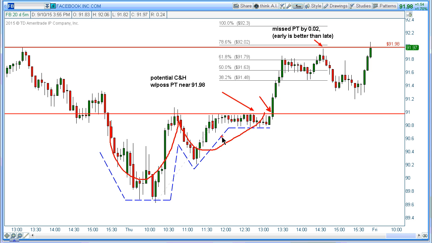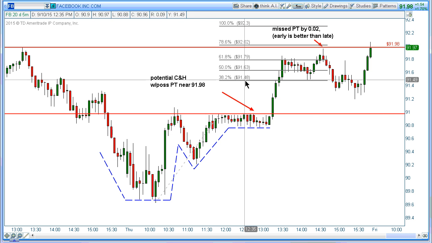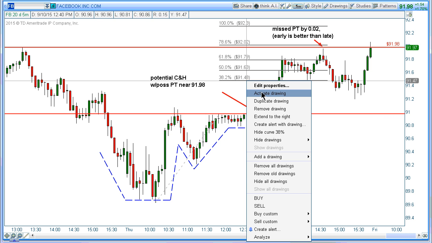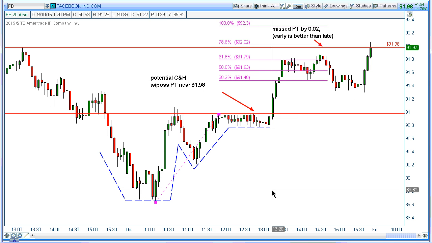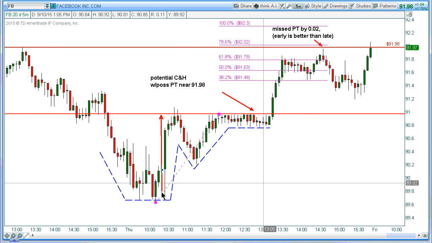And again, using the Fibonacci extension tool, we could do a major move, and on a cup and handle, we just measure this distance and then project it up here. So you see this 100% move is 92.3, and the 78.6, close to 80%, is 92.02. Now what I also did is I said this thing is close to this particular resistance level, this pivot high here.